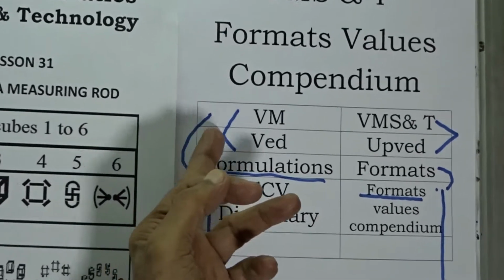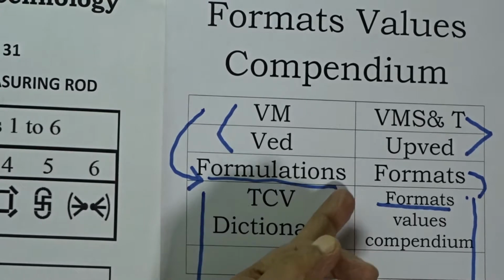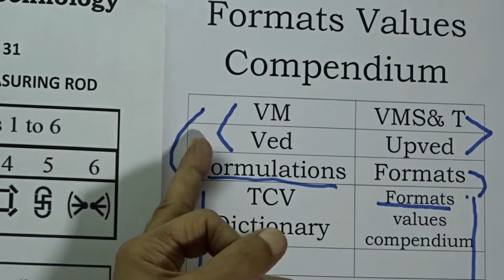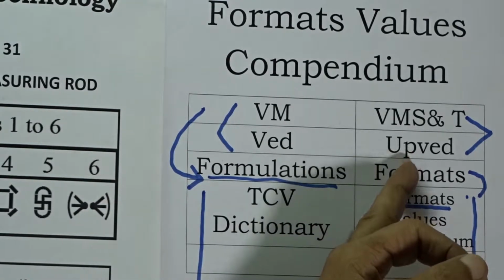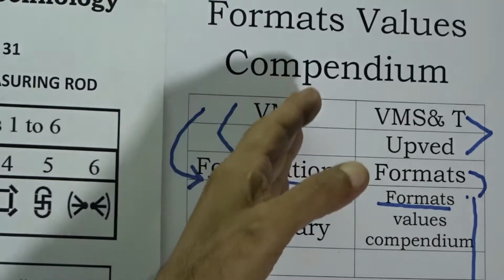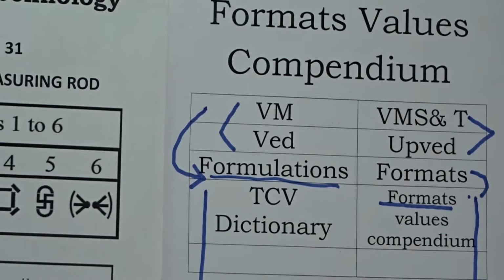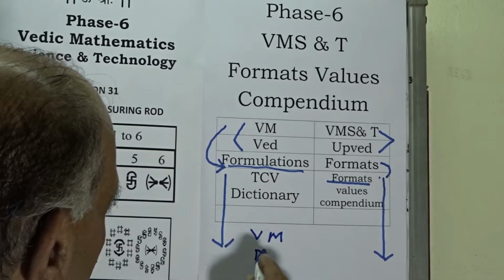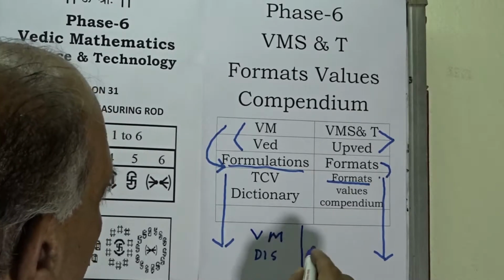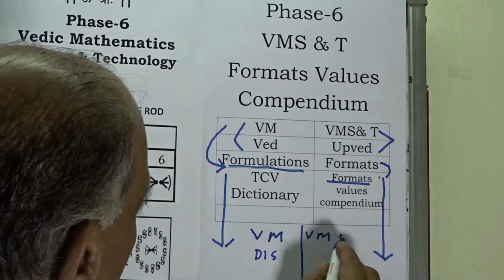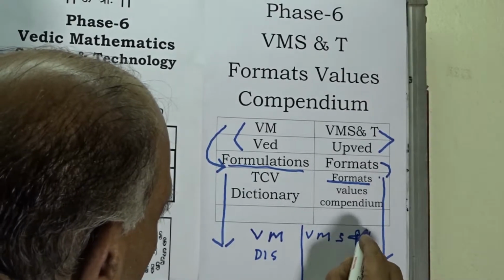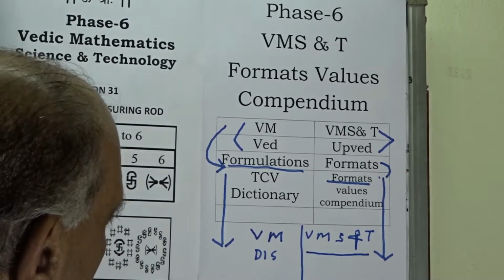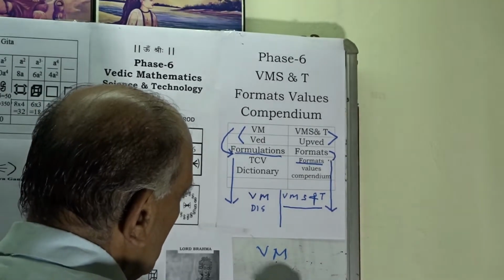Formulations are the word formulations of Ved. Formats are the formats of Upaveds. Here the focus is upon pure values, and here the focus is going to be upon the applied values. Here we are reaching at Vedic mathematics as an independent discipline, as a self-contained discipline, as a source discipline of knowledge. And here we will be reaching at VMST as an independent discipline, a discipline of the applied values. So VMST is a discipline.